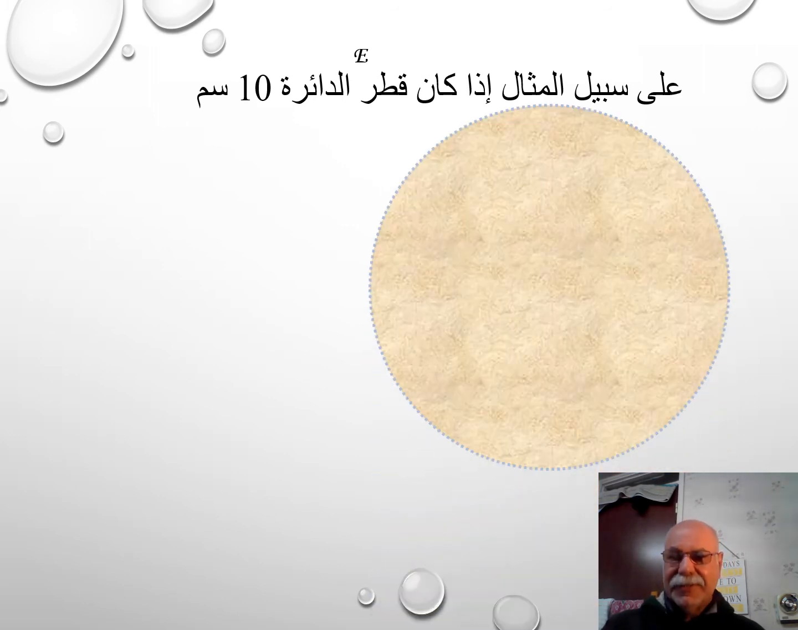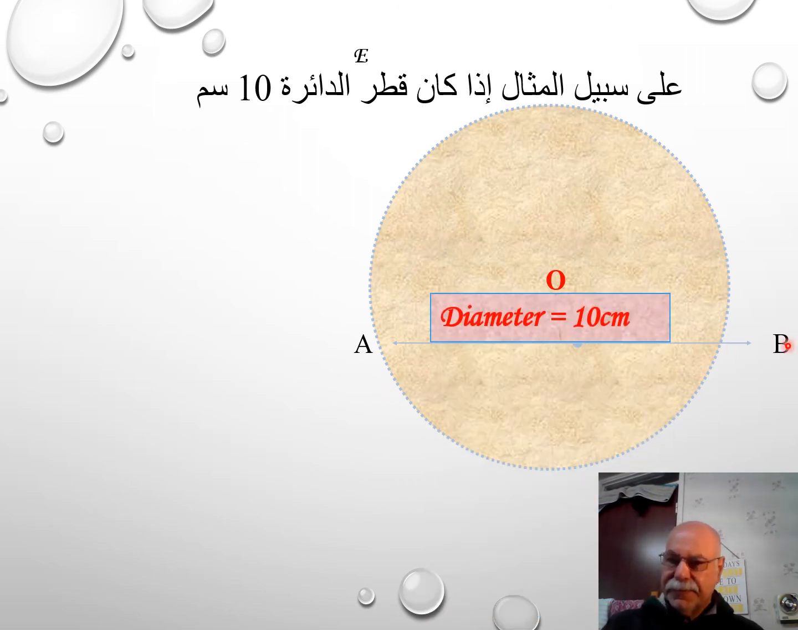This is an exercise, this example will be seen. In order to better understand the relationship between the radius and the diameter, this center is point O, and this is the diameter for it. Diameter equals 10. This is diameter equals 10 here.